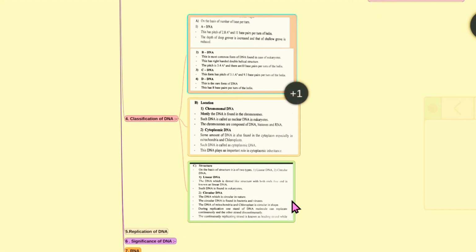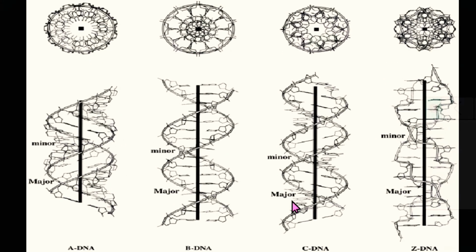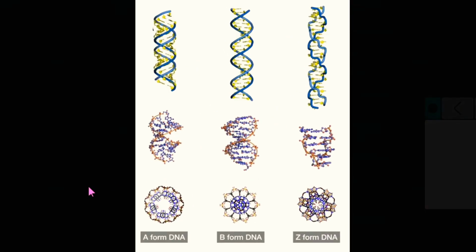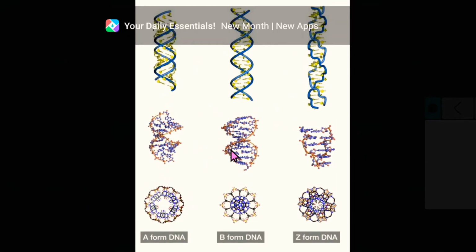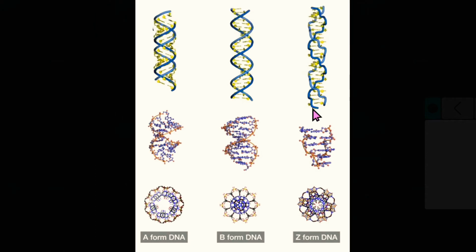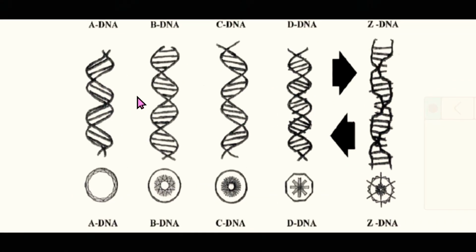And we will see here, this is the aDNA, this is the bDNA, this is the cDNA, and this is the zDNA. These are the various types of the DNA molecule. This is the A form of the DNA, the B form, and this is the Z form. And this is the A form, B form, C form, D form, and the Z form. We'll see the base pairs. On the basis of the number of base pairs, the DNA molecules are classified into A, B, C, D, and Z types.